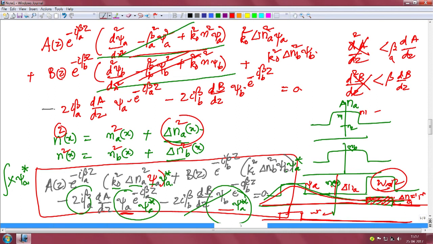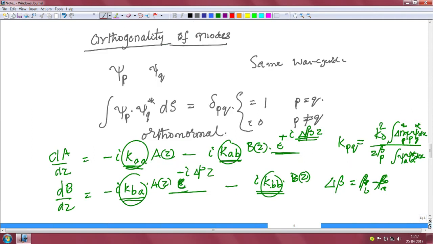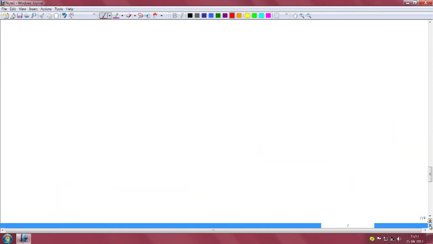In contrast to that, the constant KAB contains the mode field psi A, the mode field psi B which is in this region, and the perturbation delta n A. So, the product of delta n A, psi A and psi B is what is appearing in KAB. The product of psi A which is very small here, and once again psi A which is again small here, and another small quantity is there. So, we can argue that these coefficients are small compared to the other two coefficients, and we get a very simple set of differential equations for the mode fields.